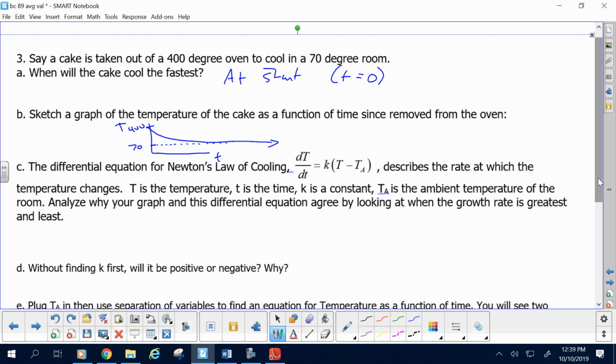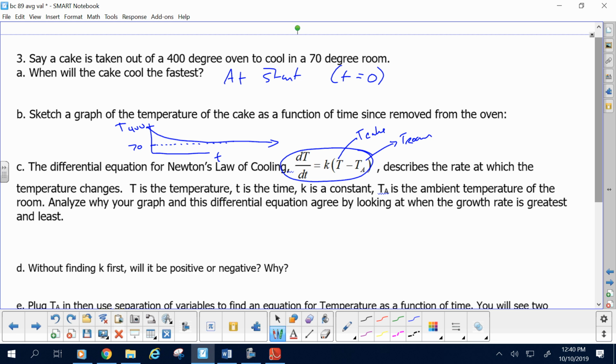Now, what I'd like you to understand is how Newton's law of cooling works. He didn't just say, here's a temperature equation. He said, I understand how the temperature will change. Not how the temperature is, but how it will change. So he started with a differential equation. It's my theory that the rate at which the temperature changes will relate directly to the difference between the temperature of the cake and the temperature of the room.